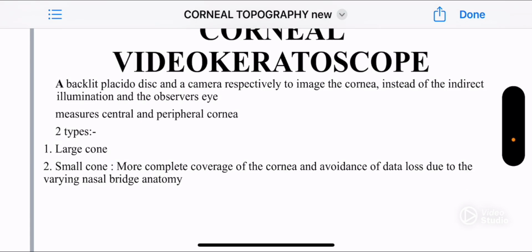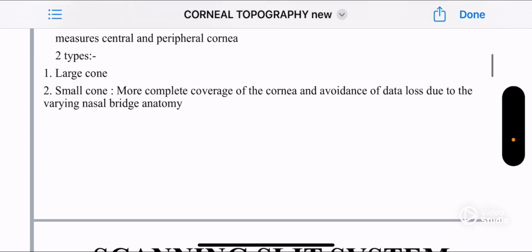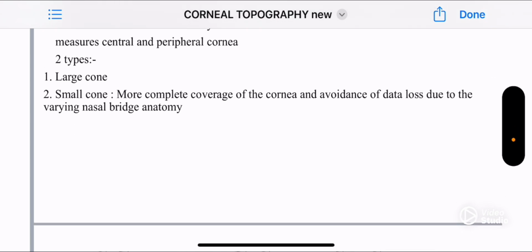Video keratoscope uses a backlit placido disc and a camera respectively to image the cornea, instead of indirect illumination and the observer's eyes. It measures all the parts of the cornea, which are central, paracentral, and peripheral cornea. It is basically of two types. Number one is large cone, and number two is small cone. Small cone provides more complete coverage of the cornea and avoidance of data loss due to varying nasal bridge anatomy.